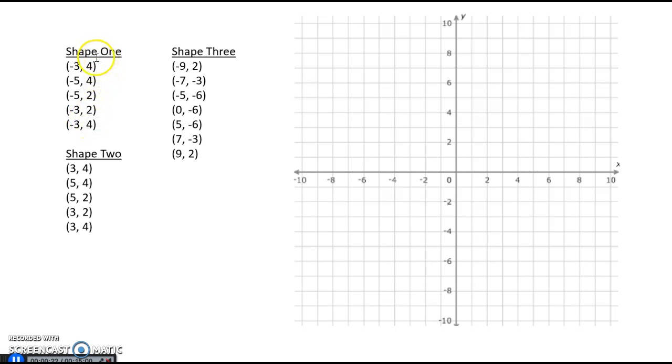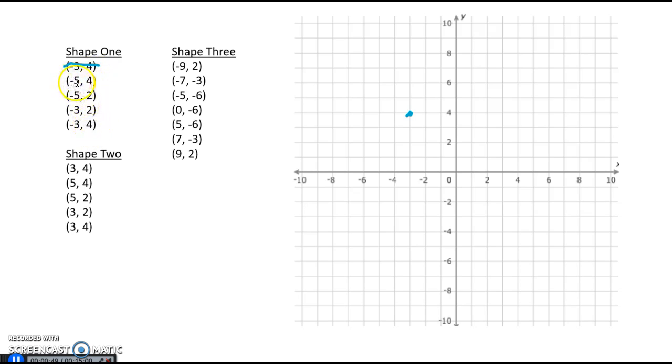So if we start with shape 1, this tells us to go to -3, 4. So on my graph, I'm going to start at the origin and go left 3 since it's negative, and up 4 since it's positive, and I'm going to put a dot right there. Then I'm going to come over here and cross it off so that I know I'm done with it, and I don't accidentally forget where I am or anything. It's just the next number on my list.